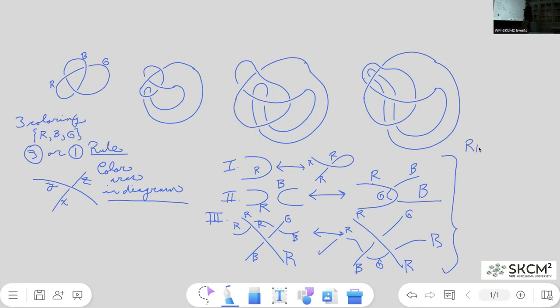Reidemeister moves cause inheritance of colorings.